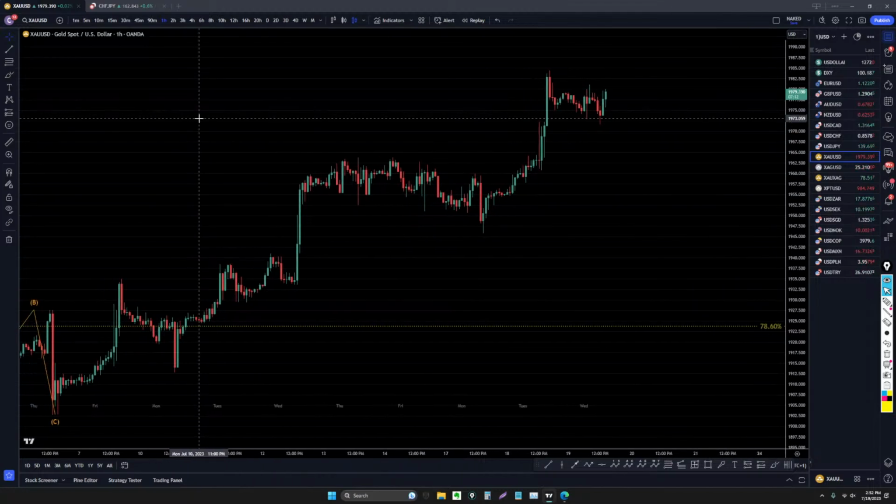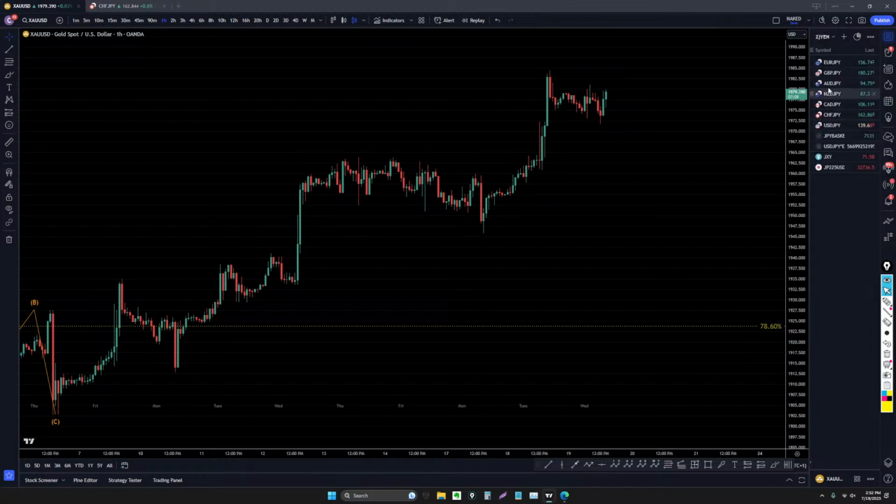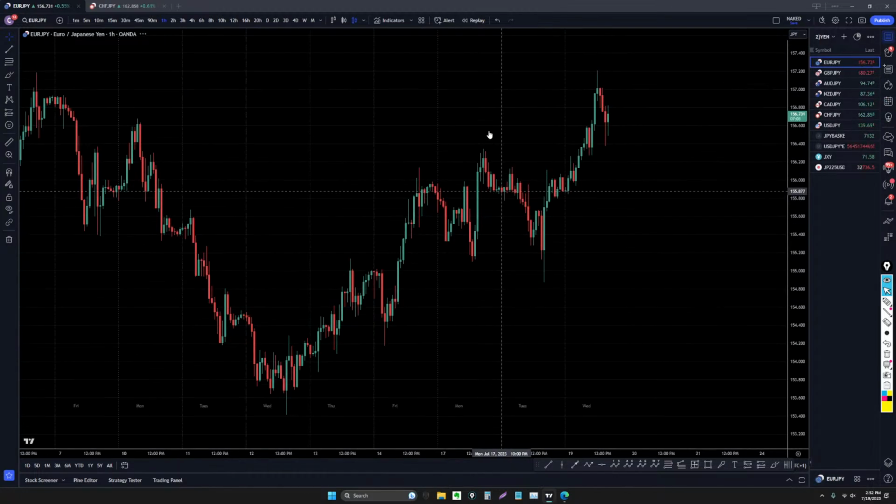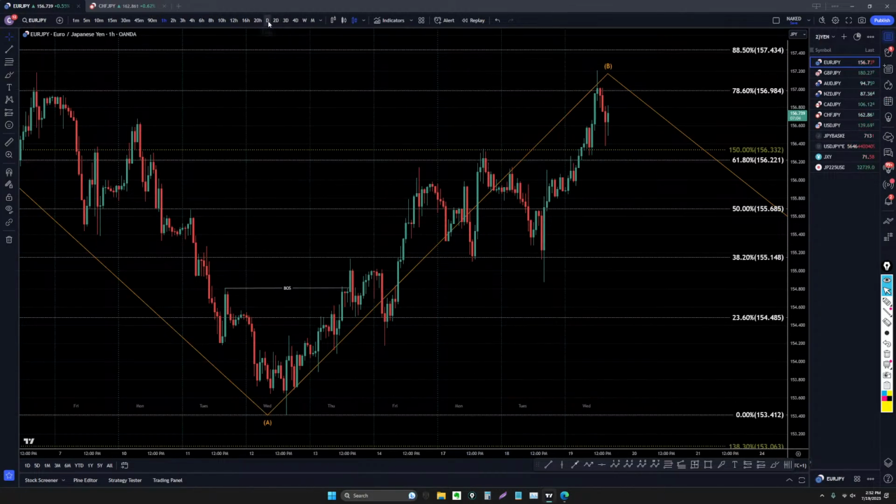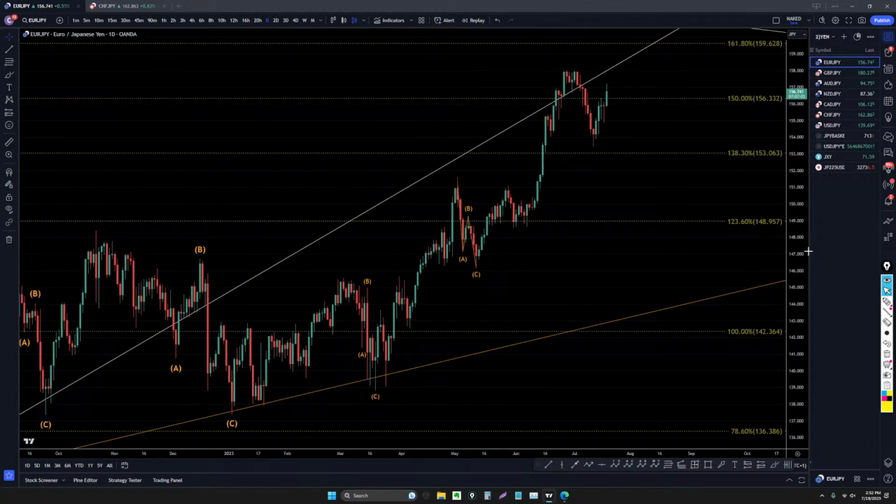So that's all the dollar pairs. Let's go take a look at some yen pairs. Euro yen has probably been one of the strongest ones. I still think that the yen pairs are going to go down again.